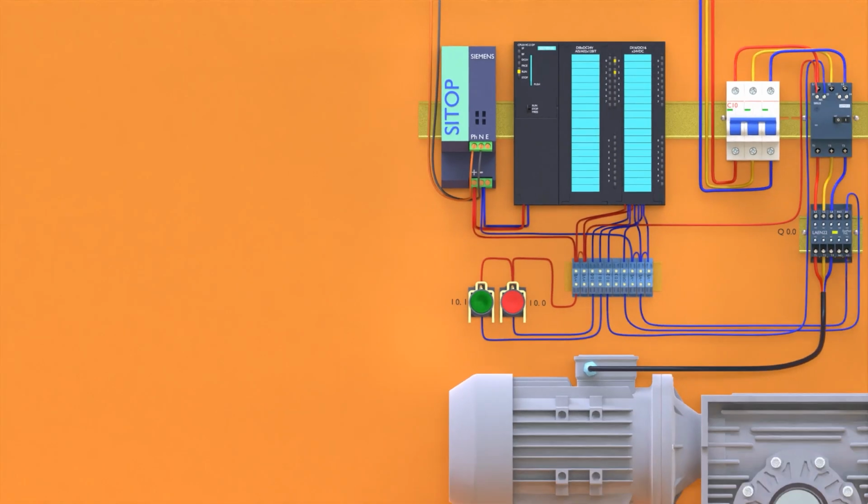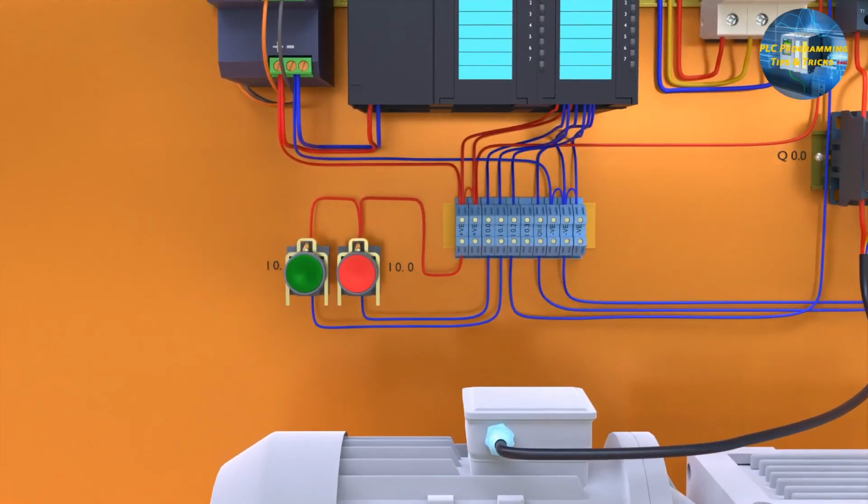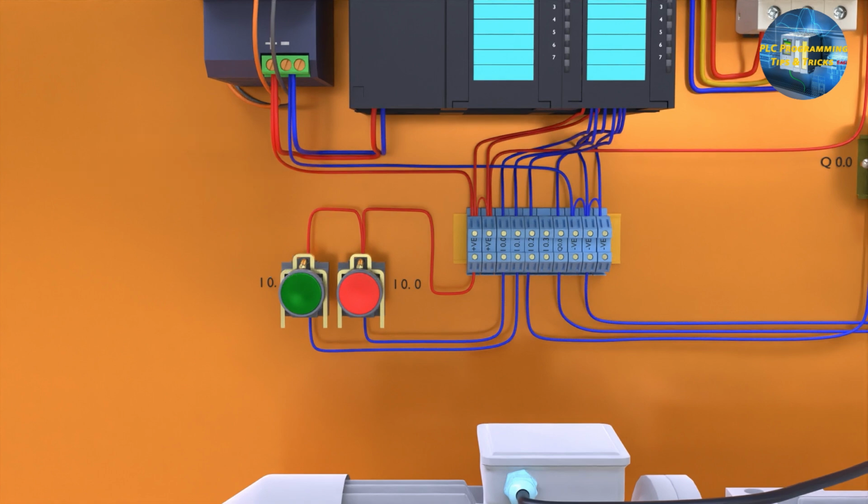Let's see the setup for today's session. As you can see, we have a start push button which is connected at the I0.1 input of the PLC. Next we have a red stop push button with a normal close contact. This push button is connected at the I0.0 input of the PLC.